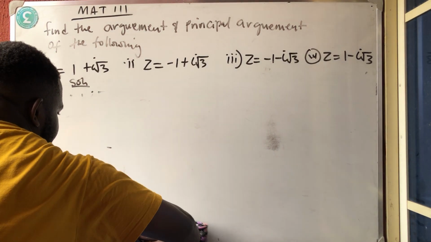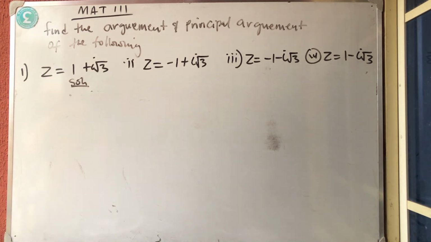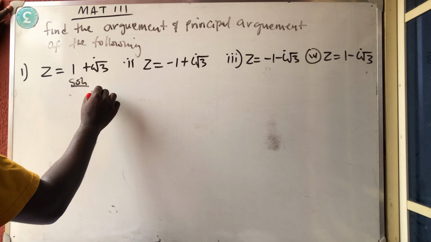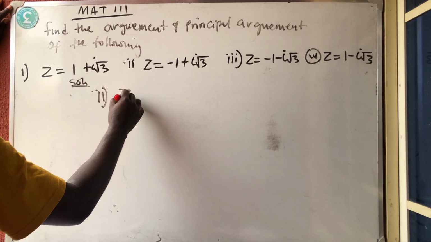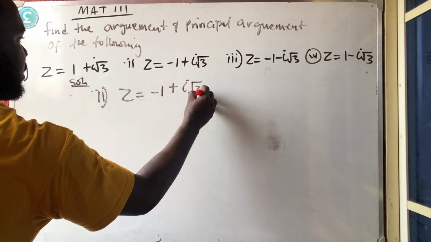So for number 2, I don't know if I'm obscuring what I'm doing. Sorry about that, if I'm obscuring. Number 2 said that z is equal to minus 1 plus i root 3.